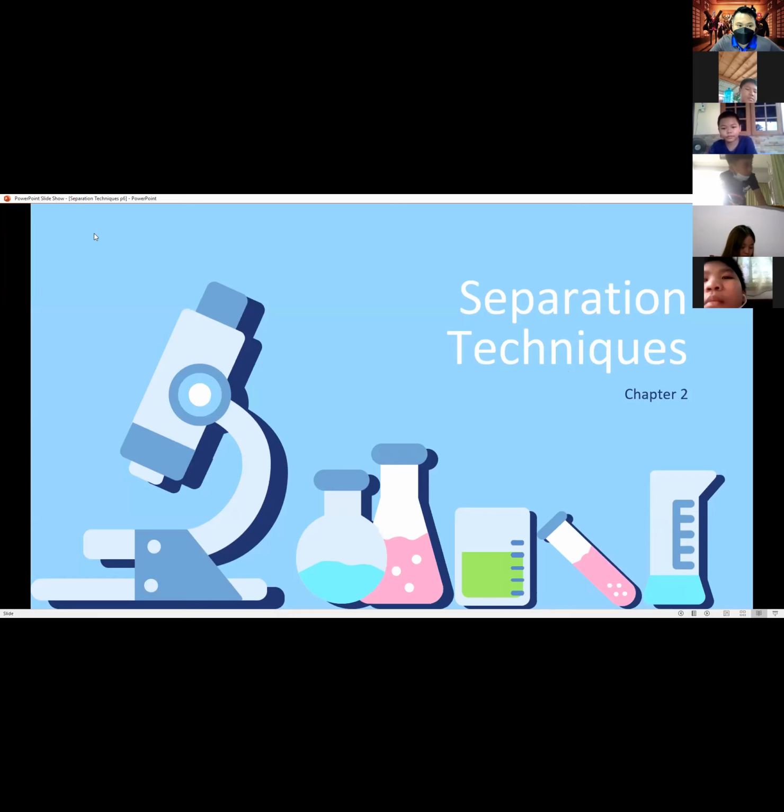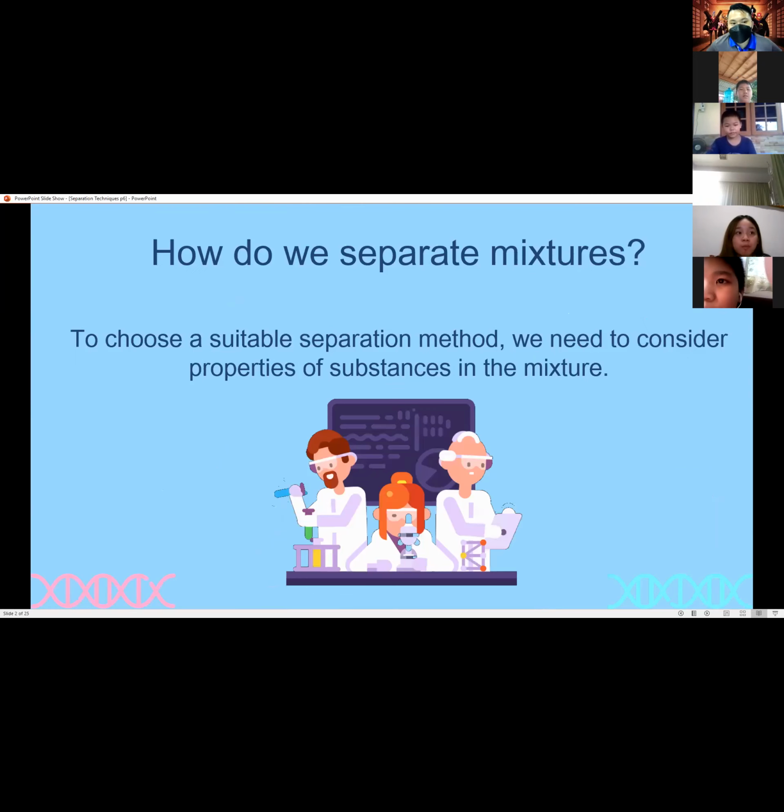Can you remember this? Separation techniques? Yes or no? Okay. So, separation techniques, how to separate mixtures? We have to choose a suitable separation method. We need to consider the properties of substances in the mixture. Example, solid and solid mixture together, like sand and stones. So you put them together, sand and stones. How will you separate them?